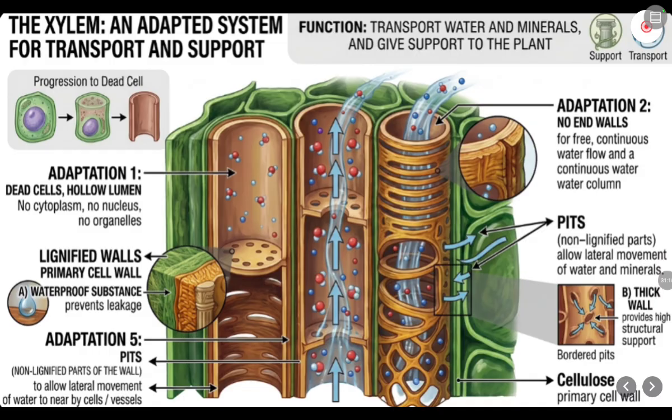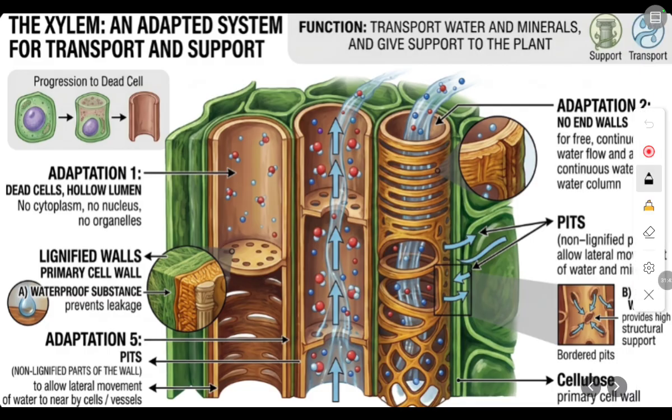You will tell me now, but here the water is moving out of the xylem vessels. No, it's not moving out of the xylem vessel, it's moving to other parts of the cell, because the xylem vessel is one of the parts which are providing water. It's providing water for each and every part of the plant. So basically these pits allow lateral movement of water so that the water can reach all parts of the plant. Now adaptation 2, no end walls.